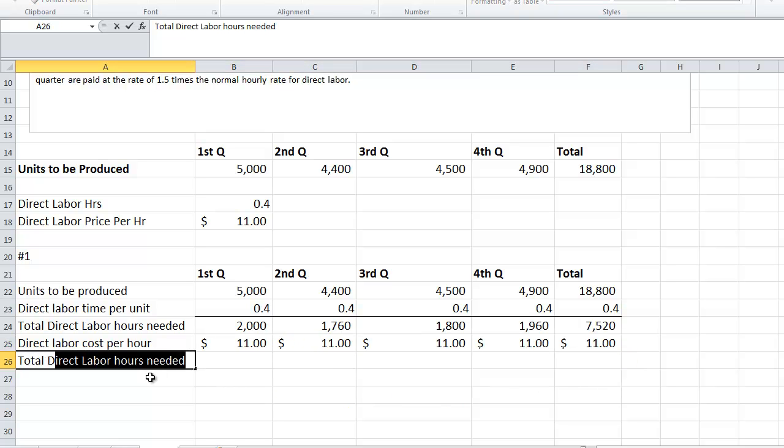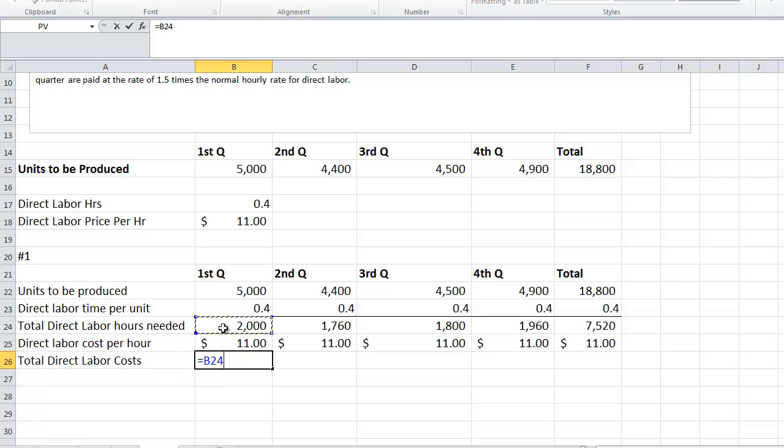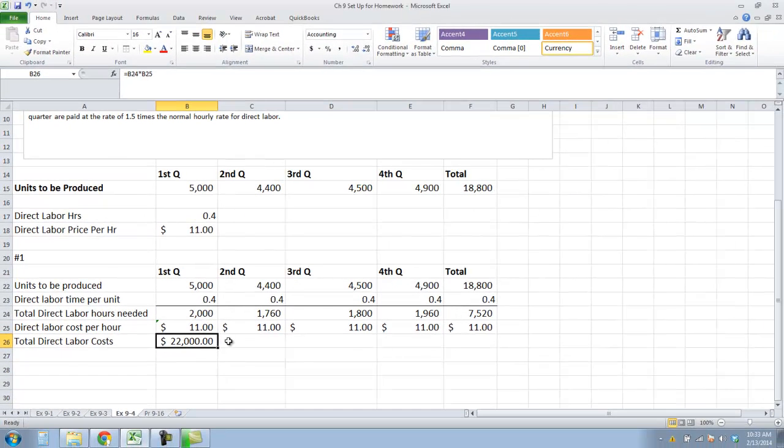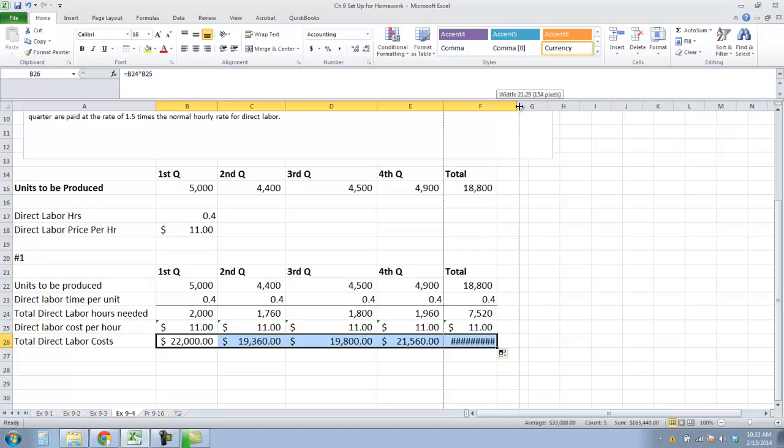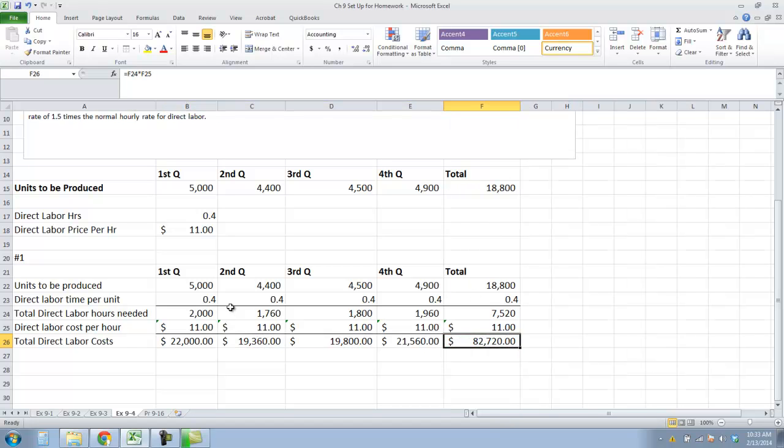So total direct labor cost. We take the units, labor hours needed, multiplied by the $11 because we're only going to work the hours we need. And then we're going to drag this across. So we have a direct labor cost this year of $82,720.